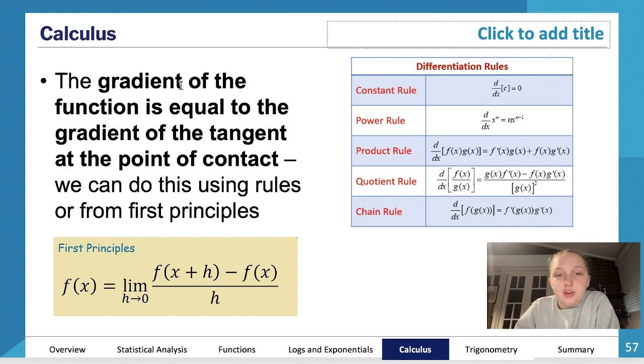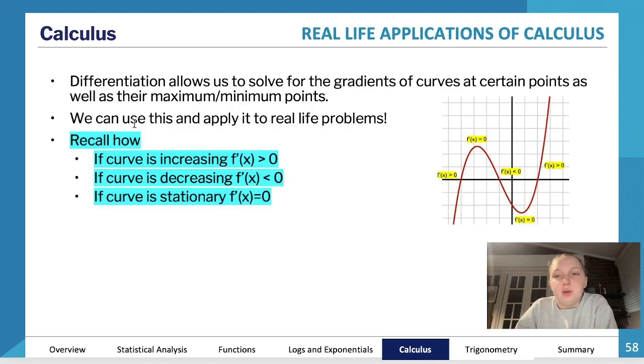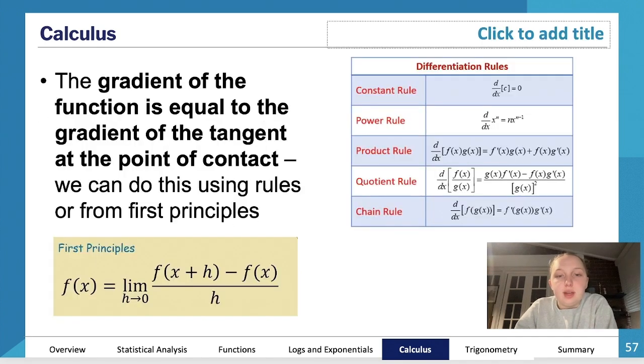So the gradient of your function is equal to the gradient of the tangent at the point of contact. I'm just going to quickly do this, just so you guys can see a graph. So the gradient at this point is just equal to the gradient of the tangent at that point. Okay, so one way you can do this is by looking at the first principles.